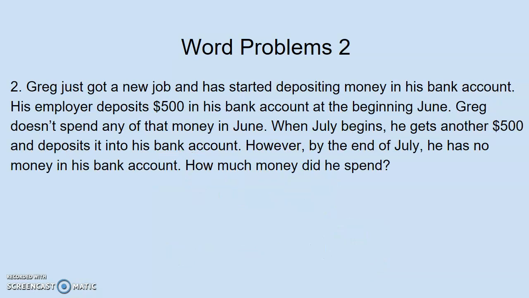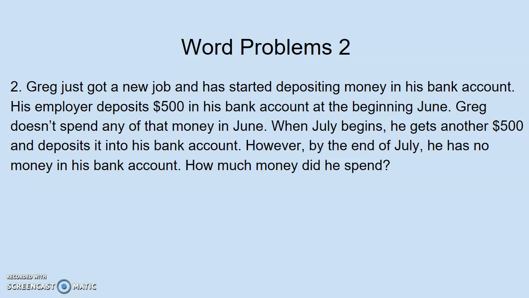Now, Greg just got a new job and has started depositing money in his bank account. His employer deposits $500 in his bank account at the beginning of June. Greg doesn't spend any of that money in June. When July begins, he gets another $500 and deposits it into his bank account. However, by the end of July, he has no money in his bank account. How much money did he spend?